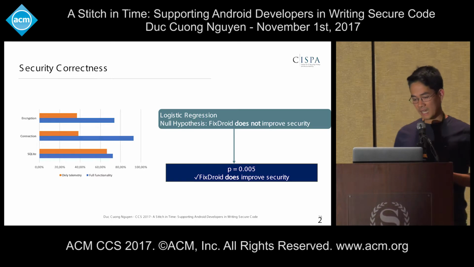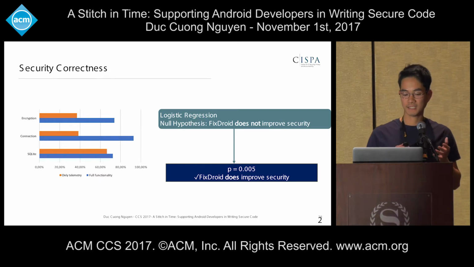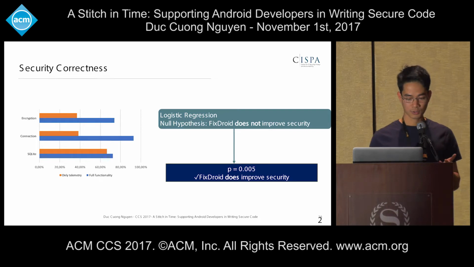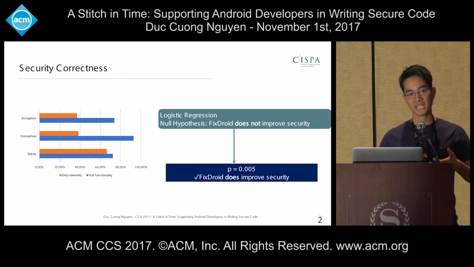So we apply statistics to evaluate if the difference is significant in total among these tasks and among participants. We use logistic regression because we only care about the binary outcome, whether a given solution is insecure or not. Our null hypothesis is that FixRoid does not have impact on code security, or does not improve security. After the analysis, we got a p-value of 0.005, meaning that we can reject the null hypothesis, and we can say that FixRoid does have impact on code security.